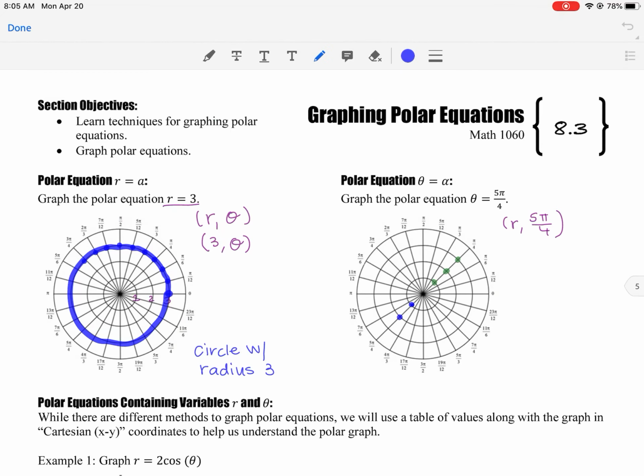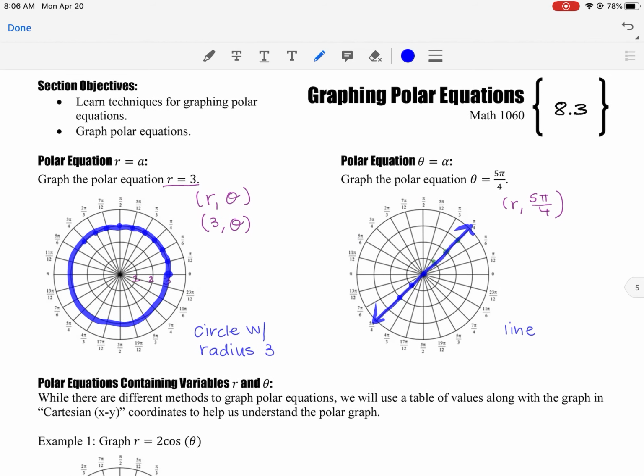Now think about connecting all those points. You could even have a radius of 0, and we'd be at the center. If we connect these points, what do you end up with? We end up with a line with that theta value, a straight line. Those are the two basic cases.